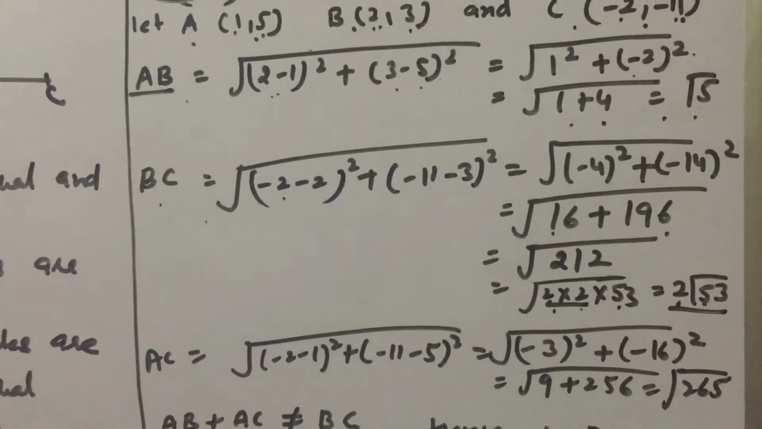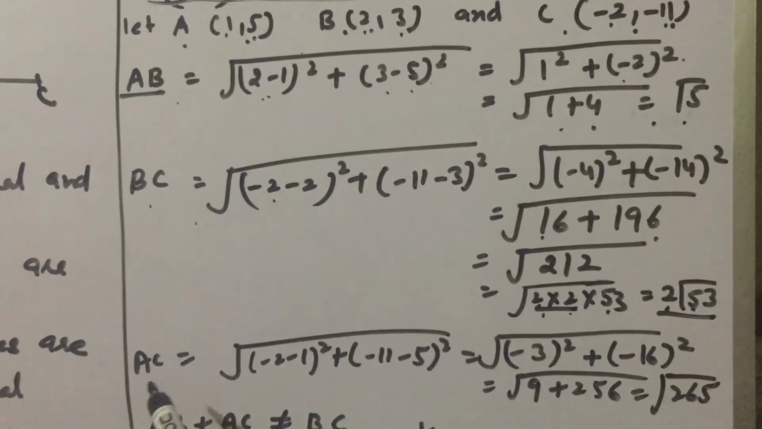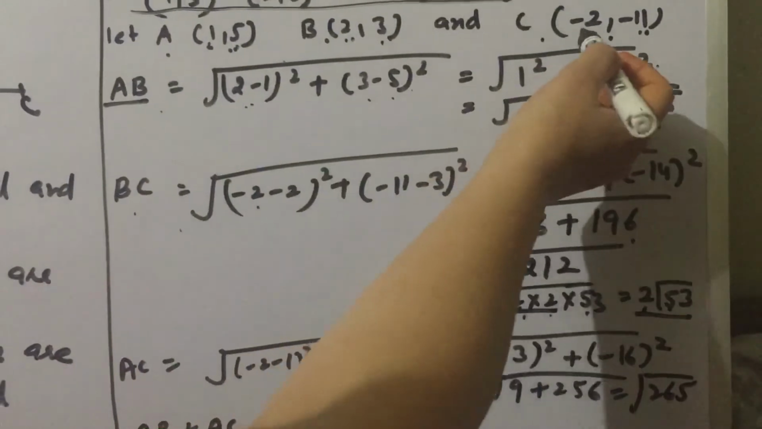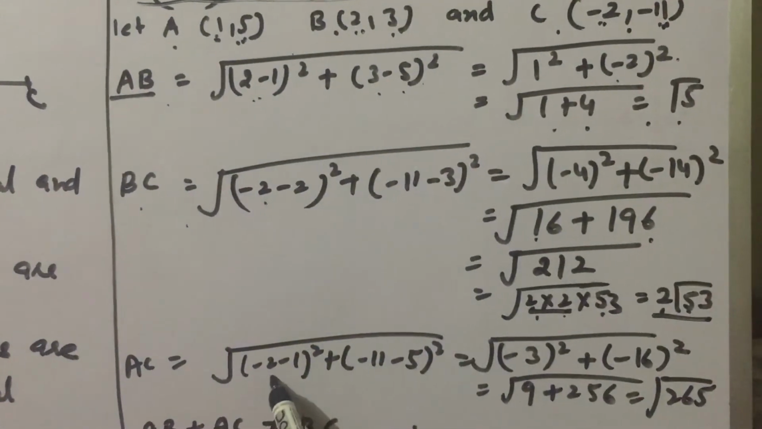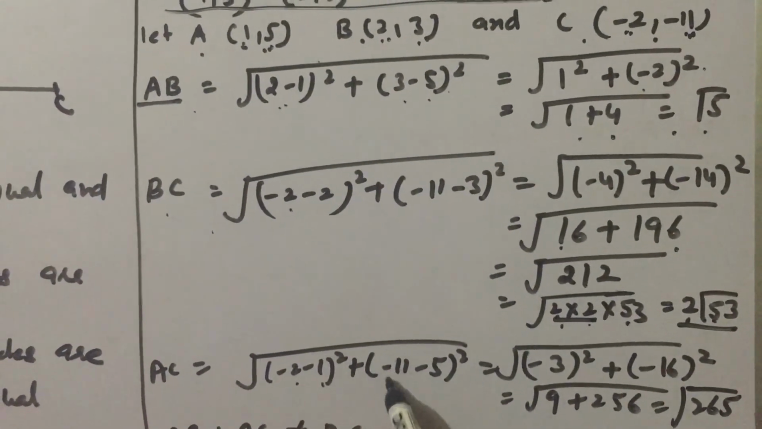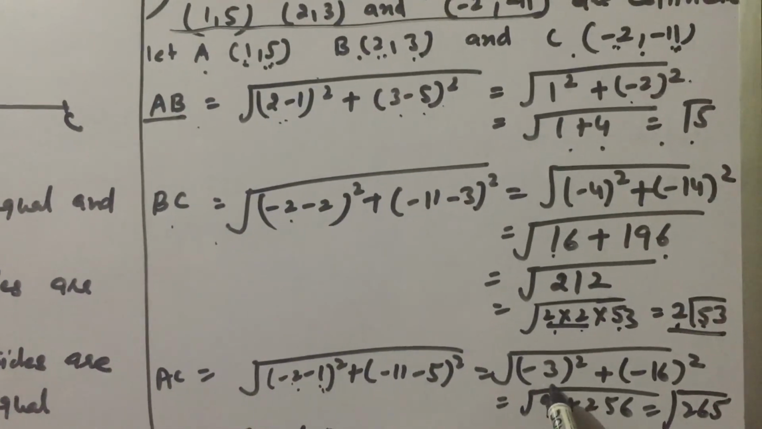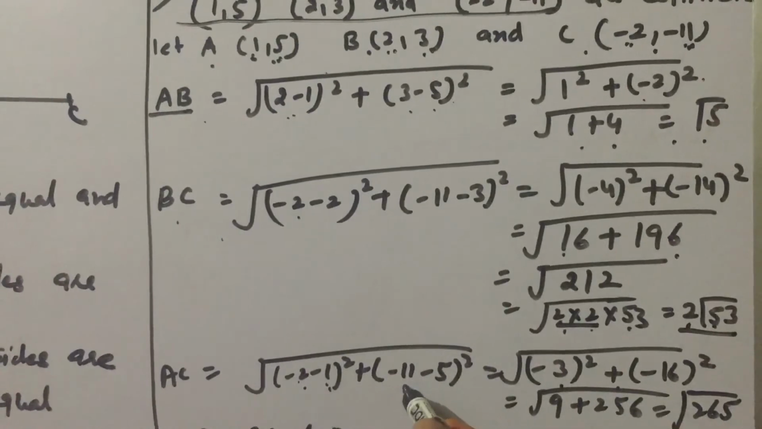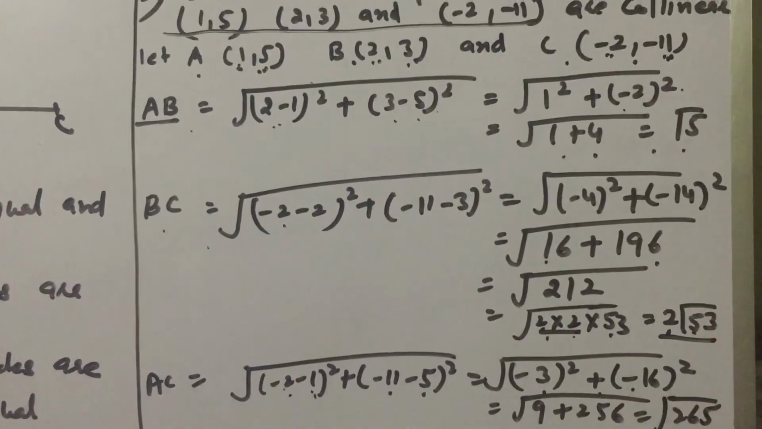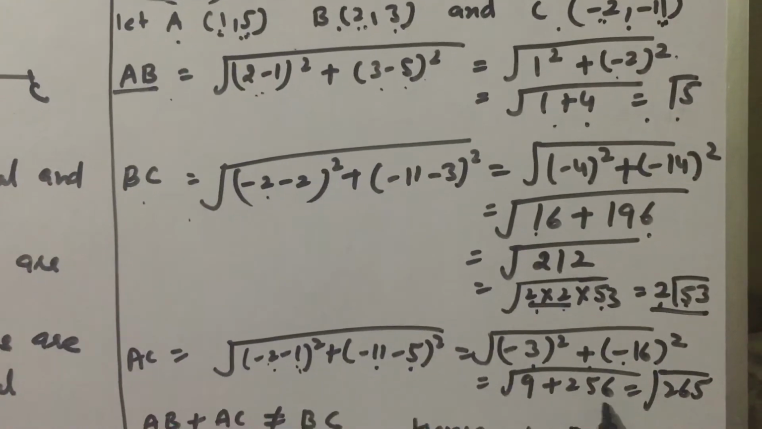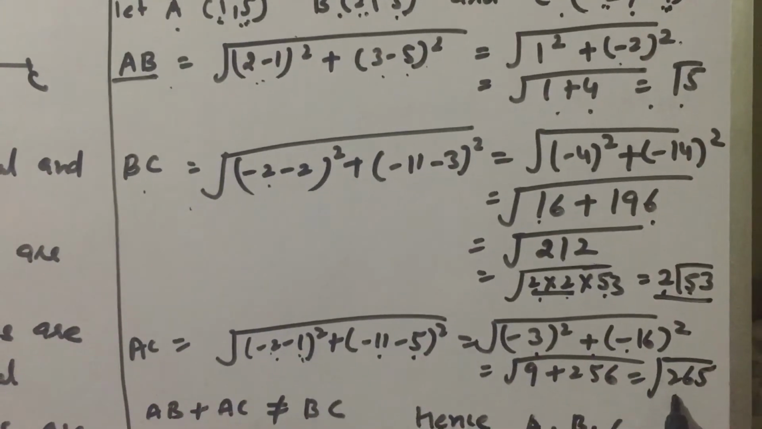Now we have to find the distance AC. AC equals, this is x1, y1, x2, y2, points are given. Put the values: (-2 minus 1) whole square plus (-11 minus 5) whole square. -2 minus 1 is -3, whole square is 9, plus -11 minus 5 is -16, whole square is 256. So we get the square root of 9 plus 256, which is root 265.